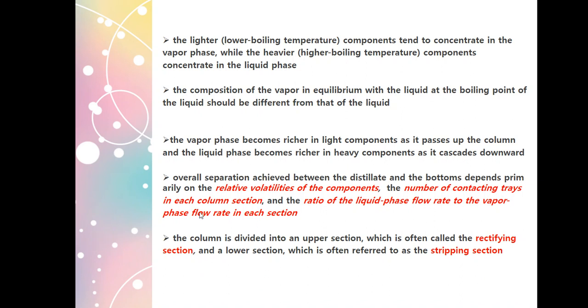So take note of the primary factors on which the separation of the distillate D from the bottoms B or W is dependent. It's dependent on these: relative volatilities of the components, the number of contacting trays or stages in each section or zone, and the ratio of the liquid phase flow rate to the vapor phase flow rate in each zone or section.